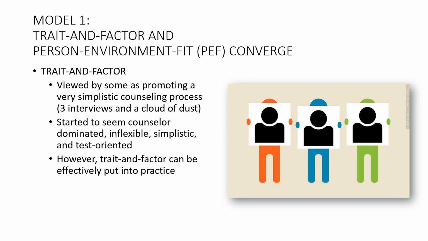It started to seem counselor dominated, inflexible, simplistic, and task oriented, which basically means that the counselor is seen as someone who's just telling people what to do as opposed to really working collaboratively. However, trait and factor can be effectively put into practice. Again, it's an old concept or theory, but it's still popular today. So how do we keep it valid and popular even though people might have some doubt about it?